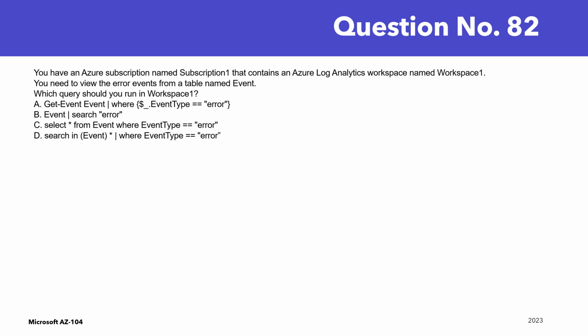You have an Azure subscription named Subscription 1 that contains an Azure Log Analytics workspace named Workspace 1. You need to view the error events from a table named Event. Which query should you run in Workspace 1? A. Get-Event where $EventType equals Error. B. Event | search "error". C. Select * from Event where EventType equals Error. D. Search in (Event) where EventType equals Error.